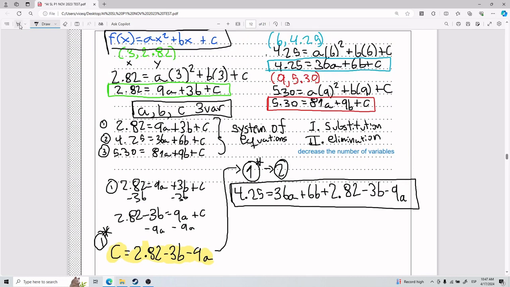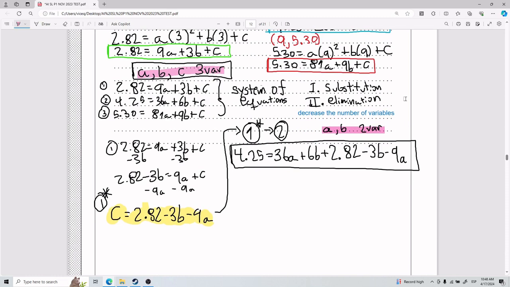But, key idea pulling through. Originally, we had 3 variables. How many variables do you have now? You only have A and B. So we just passed from 3 variables to 2 variables. And how did we do that? Through substitution or elimination, in this case, substitution.